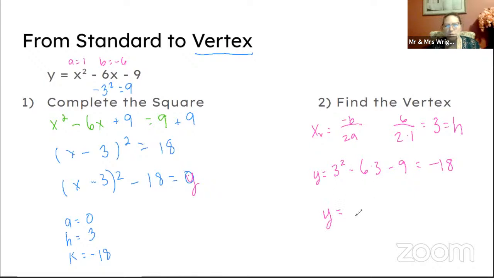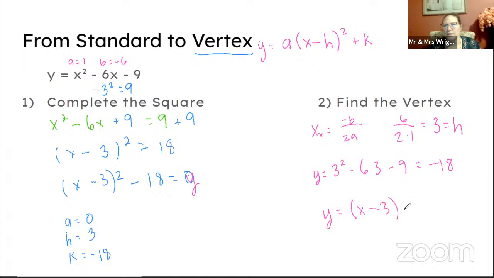So y equals, and then our a is 1. The a is not going to change. So we still have an a of 1. And vertex form, remember, is a times x minus h squared plus k. We can say y equals. Okay, so a stayed the same. It's still 1. So I don't need to write that. It's understood. So I'm going to start with parentheses x minus, what did I say my h was? 3. And then plus k.